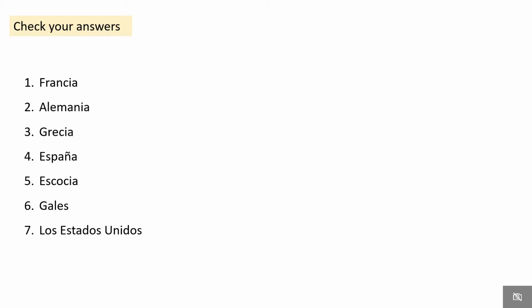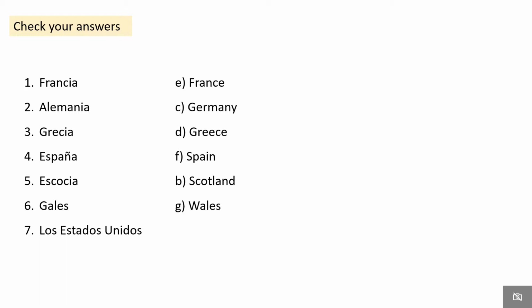Fantastic. Now time to check your answers. 1, Francia es E, France. 2, Alemania es C, Germany. 3, Grecia es D, Greece. 4, España es F, Spain. 5, Escocia es B, Scotland. 6, Gales es G, Wales. 7, los Estados Unidos es A, America.